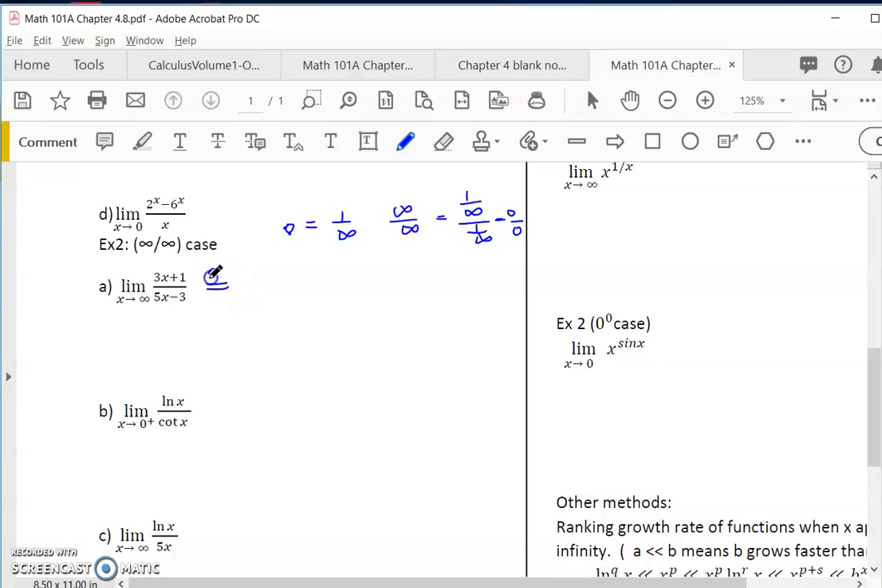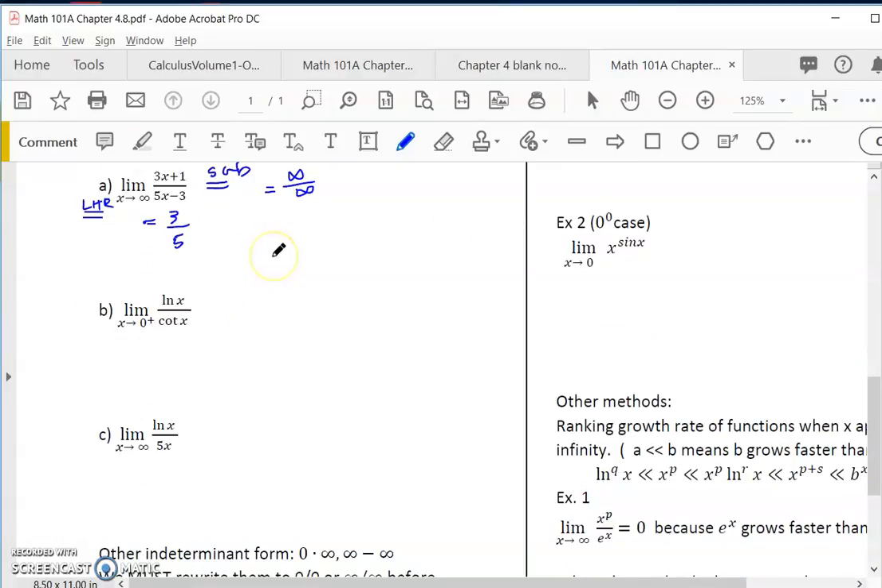But you should confirm by doing substitution. 3 times infinity is infinity. 5 times infinity is still infinity. So you do L'Hopital's rule. Do you notice that this is the one where you can do the divided by x case, because we're doing infinity, right? But we don't need to. We can just do L'Hopital's rule. Derivative of 3x is 3. Derivative of 5x is 5. So 3 over 5. It's a little faster than the divide by x method, although that works also.